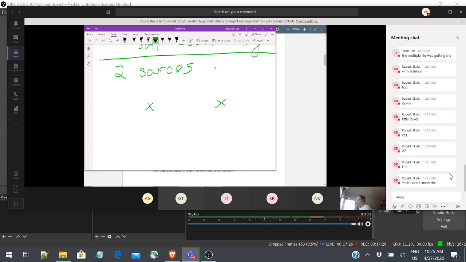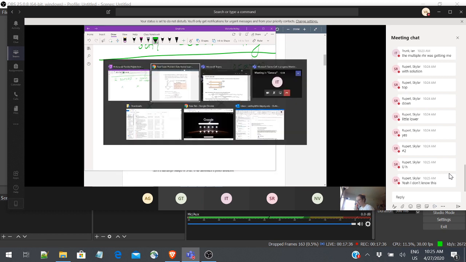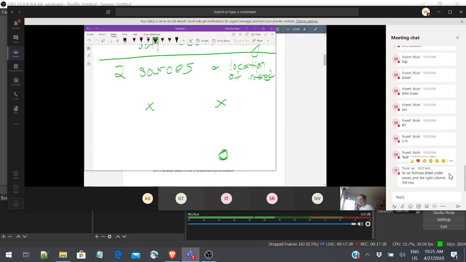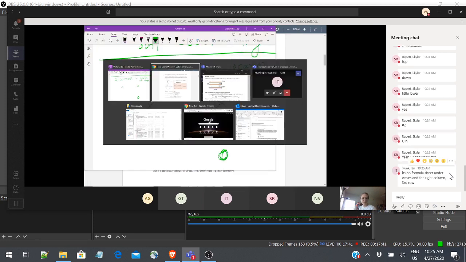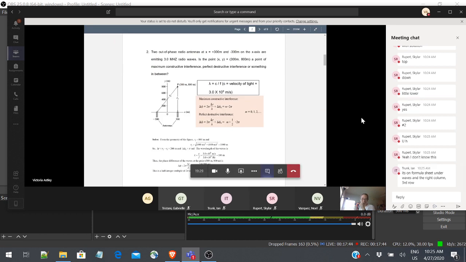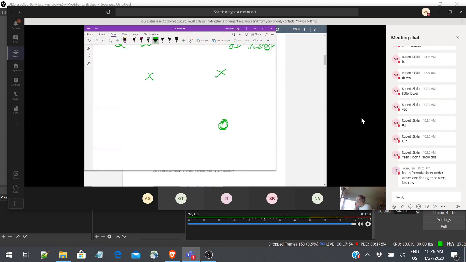You have a location of interest, where you want to know, and in this case it's directly in front of one of them. There are several of these on the final homework. It wants to know what kind of interference that point has. Any question that asks what kind of interference means I want to think about delta phi.